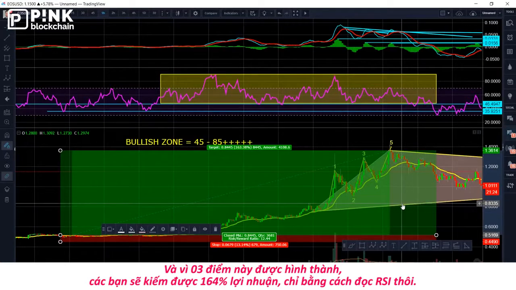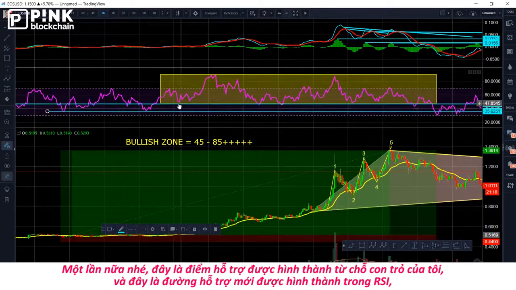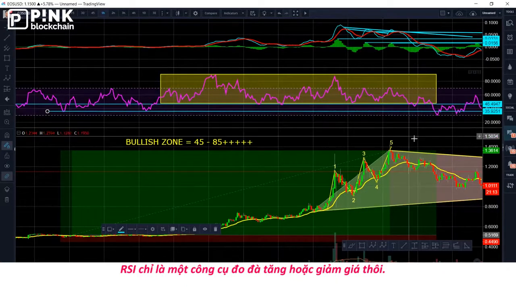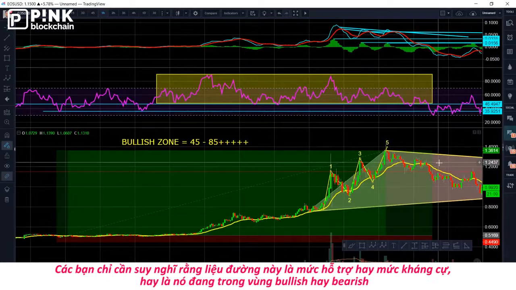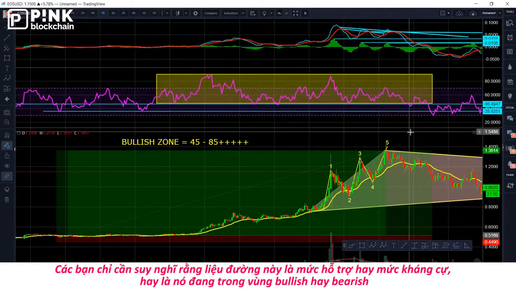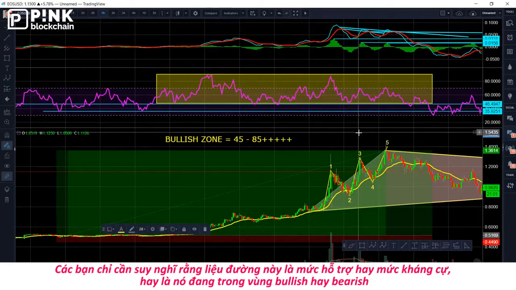you would have made yourself a 164% profit just by reading RSI, guys. So once again, this is the support that formed right here where my mouse is, and then this new support formed on the RSI. So don't think of RSI, guys, as just a measure of momentum that goes up and down. You also have to think about it from the perspective of, is this support? Is this resistance? What are some bullish zones? What are some bearish zones, okay?